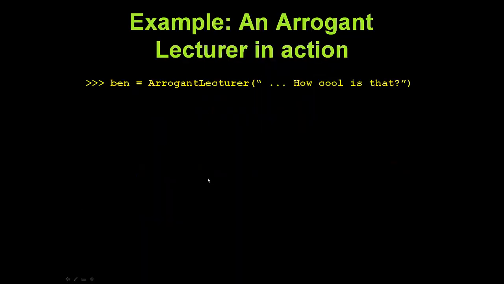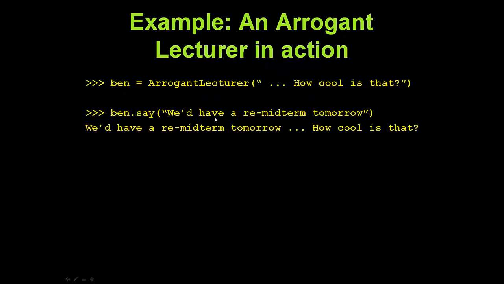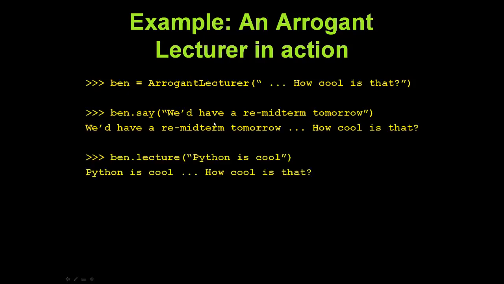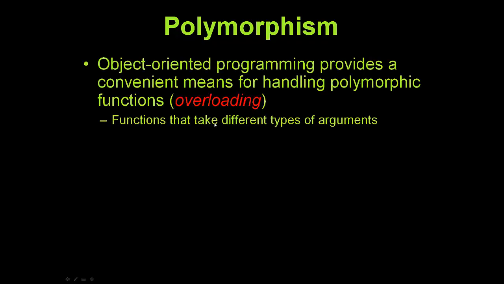So Ben, for example, is an arrogant lecturer, and he likes to say, "How cool is that?" When you ask him to say something like "We have midterm tomorrow," he will say, "We have midterm tomorrow. How cool is that?" You ask him to lecture, Python is cool, and he will say, "Python is cool, how cool is that?" And then he will remind you to take notes and say, how cool is that? So this is polymorphism, because for the same function, it actually does different things for different objects.